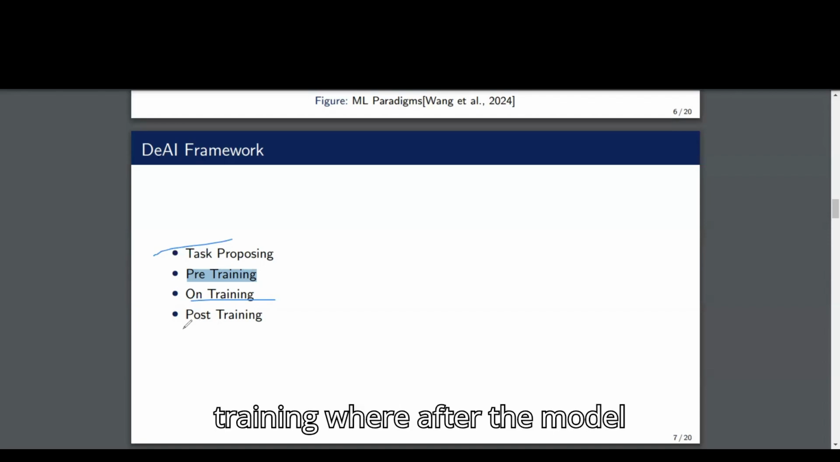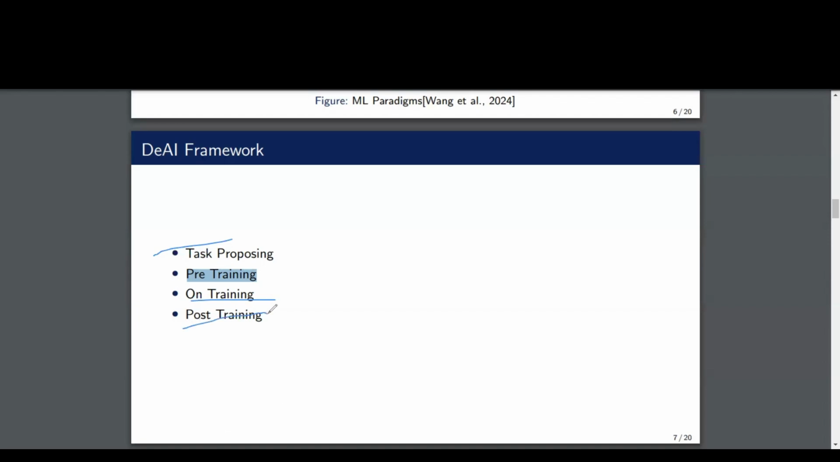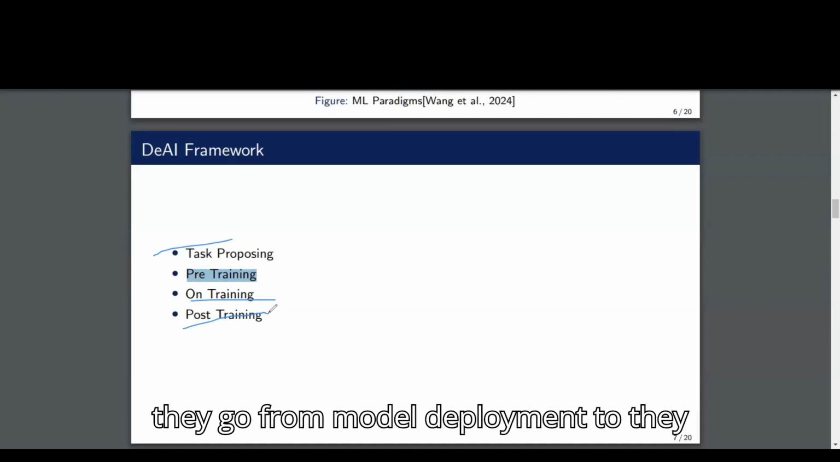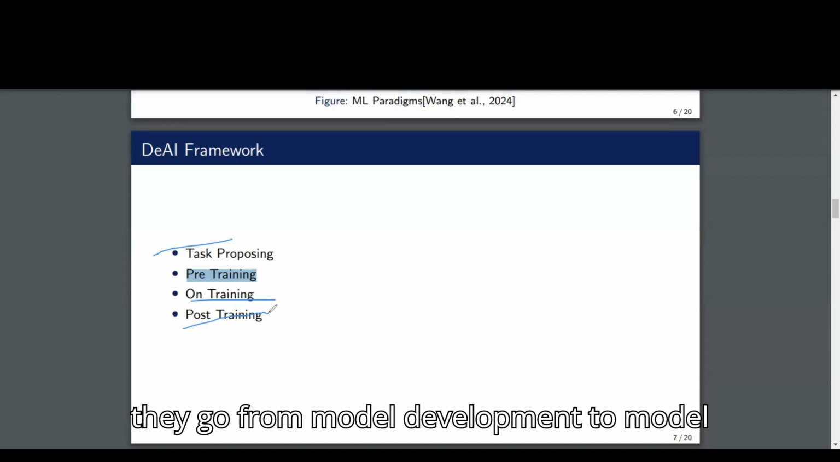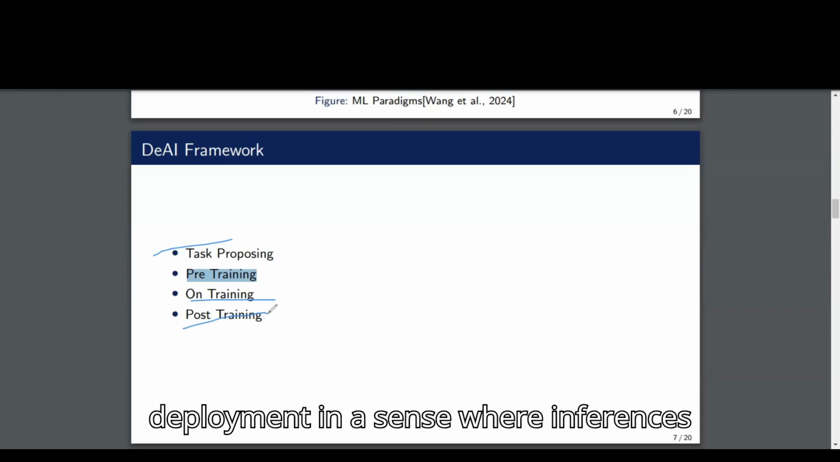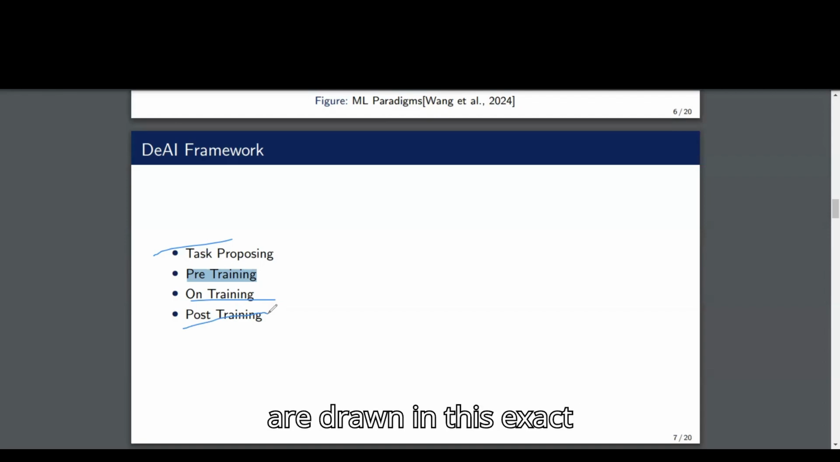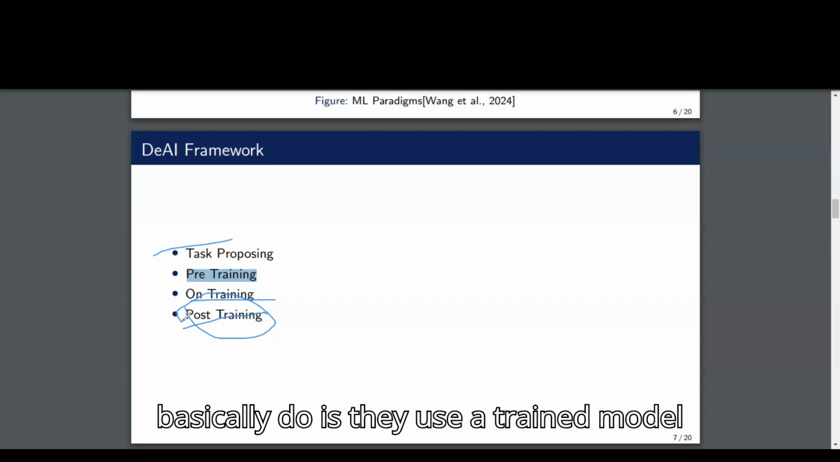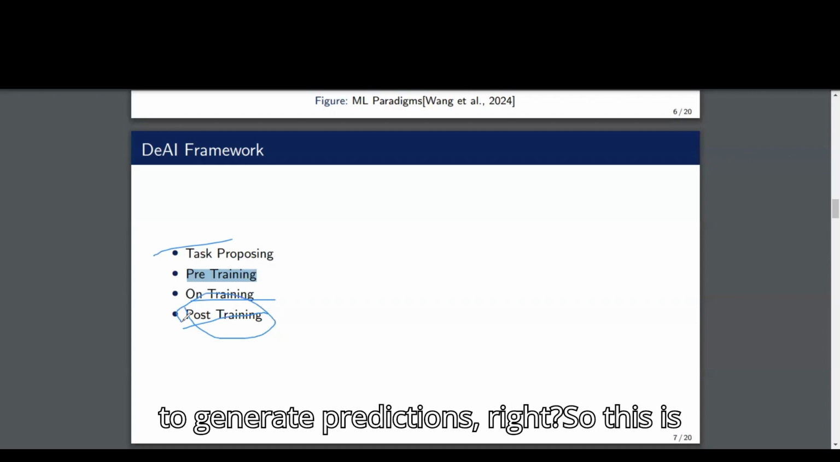Then there's the post-training, where after the model verification has been done, this is the part where they go from model development to model deployment, in a sense, where inferences are drawn in this exact setup, right? And so during model inference, what they basically do is they use the trained model to generate predictions, right?